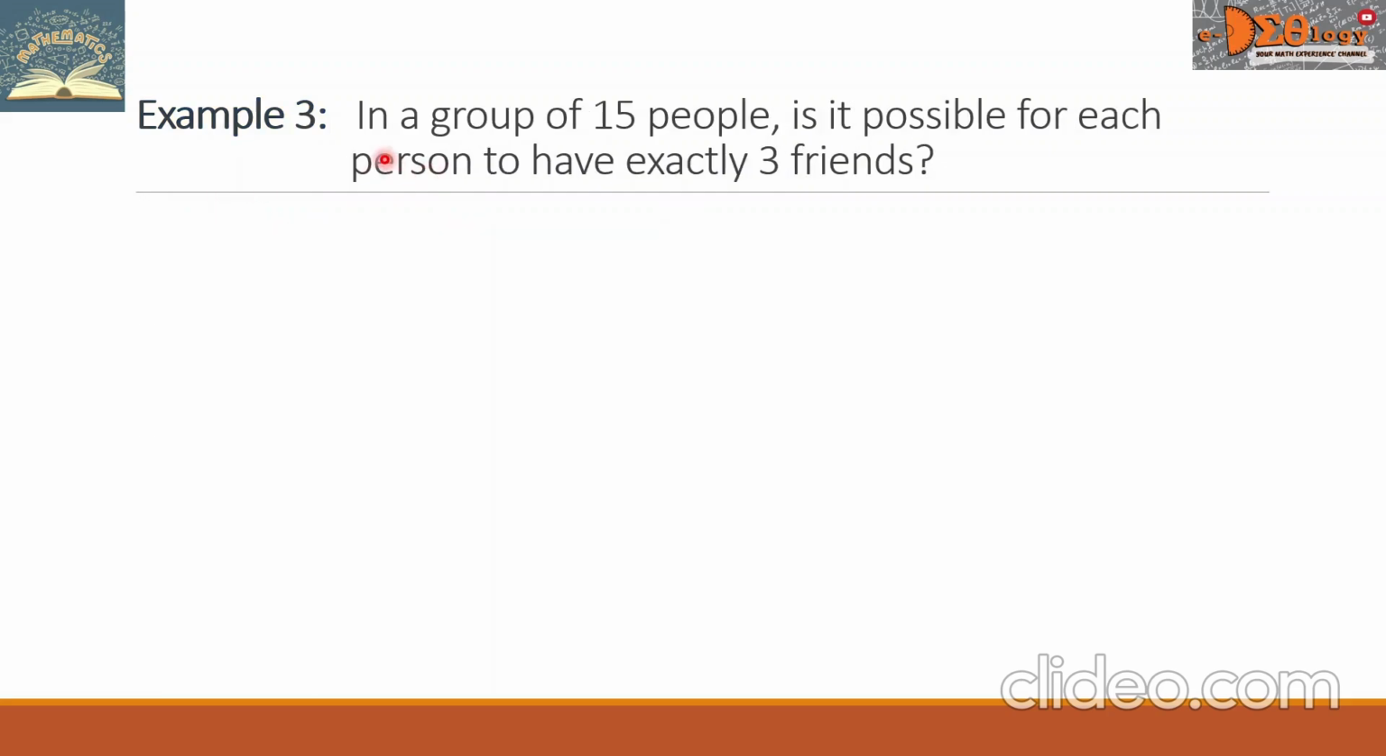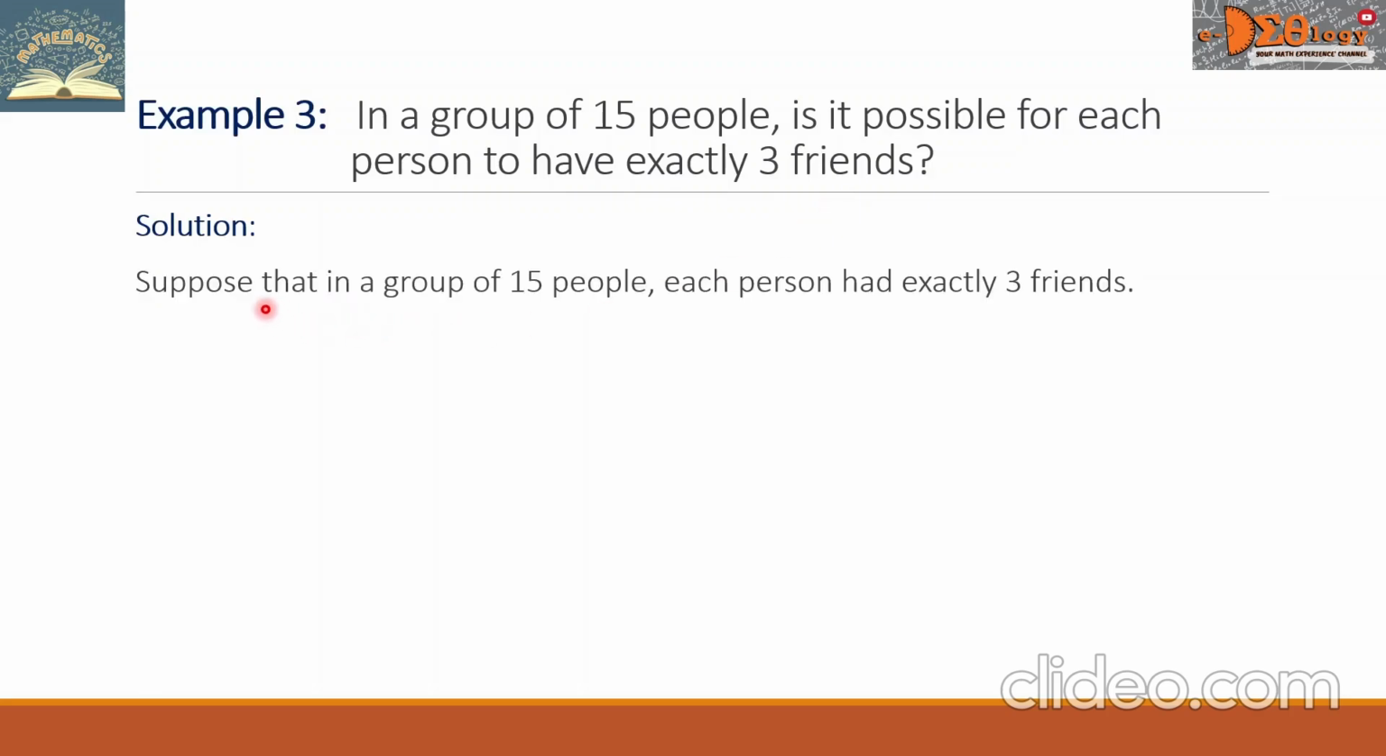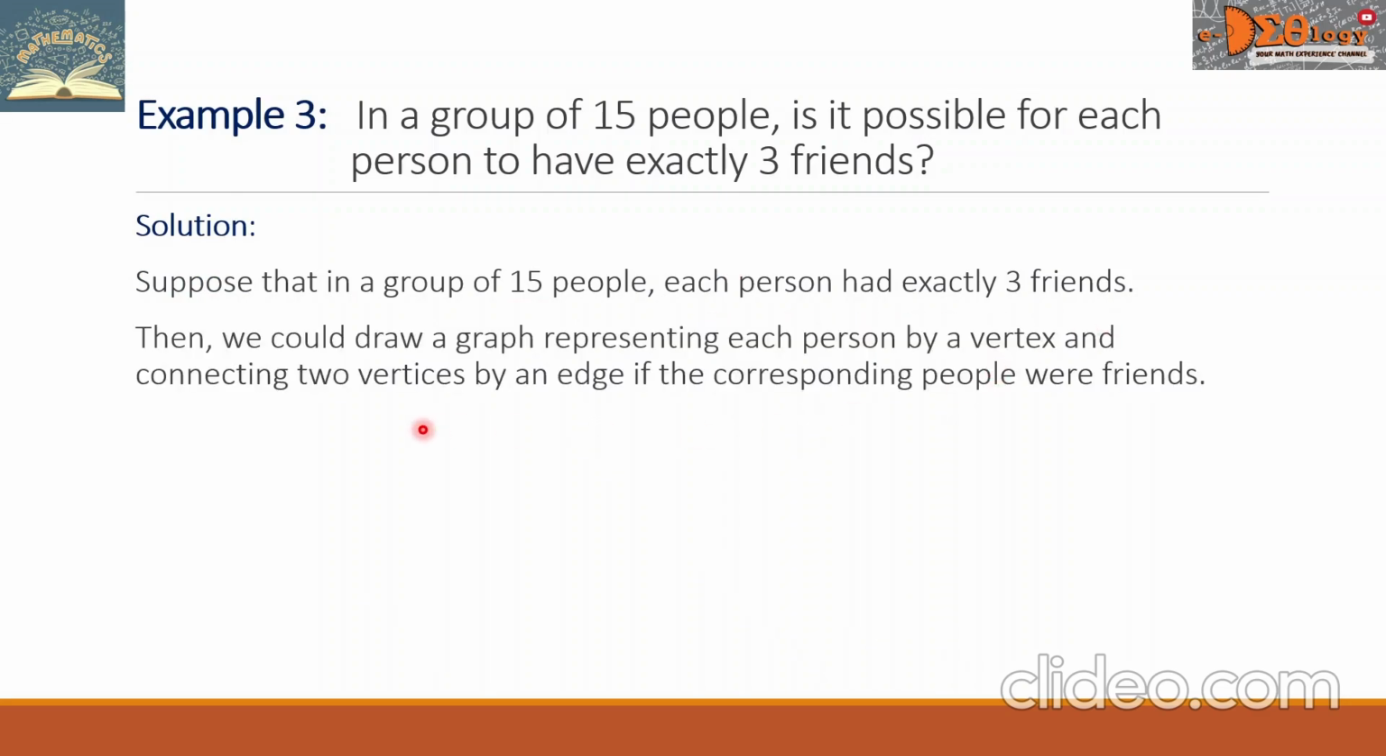Example 3. In a group of 15 people, is it possible for each person to have exactly 3 friends? Suppose that in a group of 15 people, each person had exactly 3 friends. Then we could draw a graph representing each person by a vertex and connecting 2 vertices by an edge if the corresponding people were friends.